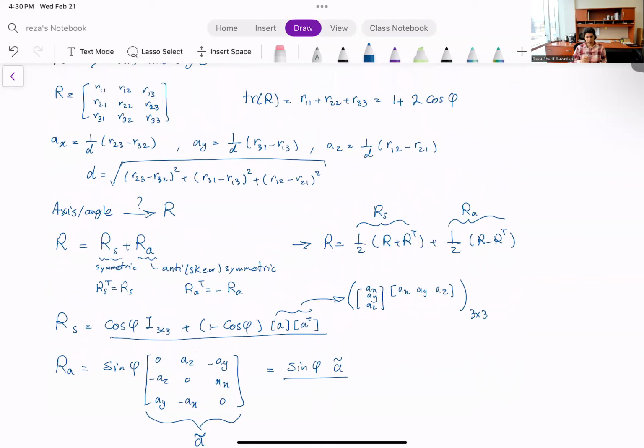And that is all I have for this video. In the next video, we'll see a very similar and related formulation, again the work of Euler. It's called Euler parameters. So until then.